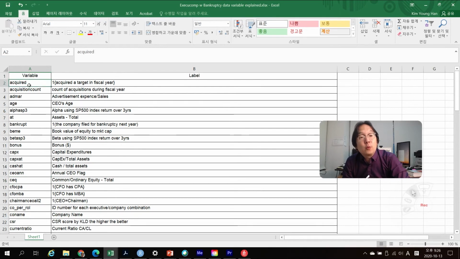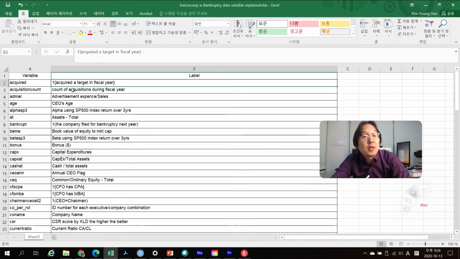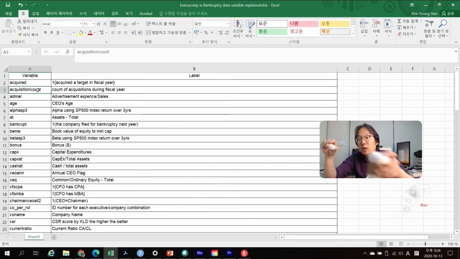Okay, we start with acquired. Acquired is a dummy variable that is 1 if the company acquired a certain other target company in that fiscal year. Contemporaneous, the same time. It's not a lead variable. Acquisition count is the number of acquisitions this company did. How many companies did this guy acquire? 1, 2, 3, or only 1. So that shows up over here. It's a count variable. 0, okay, it can happen.